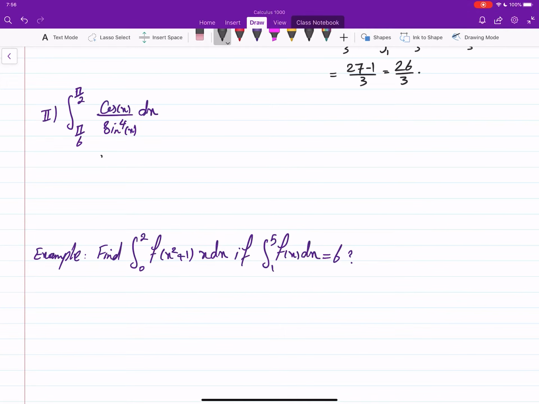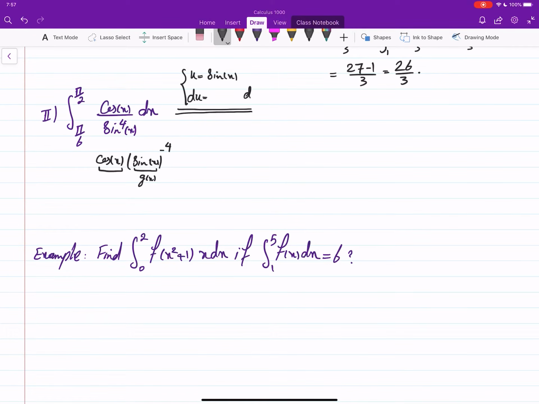This one, we see that there is a sine to the power 4. So you can see this integrand as sine of x to the power negative 4. This is g(x), and the derivative of g(x), which is cosine x, is outside, multiplied. So that is a good candidate to do substitution. u is sine x.